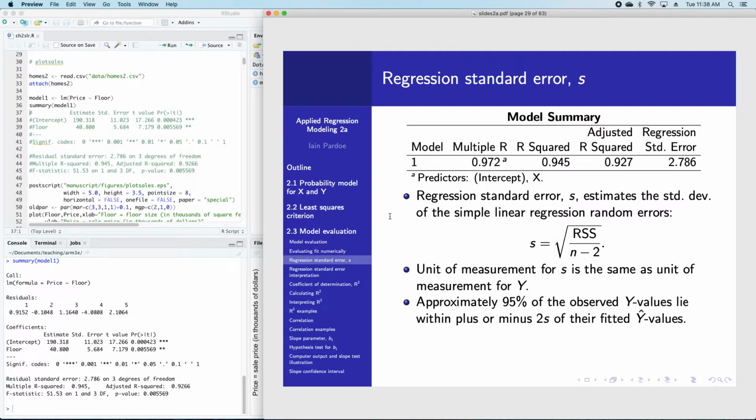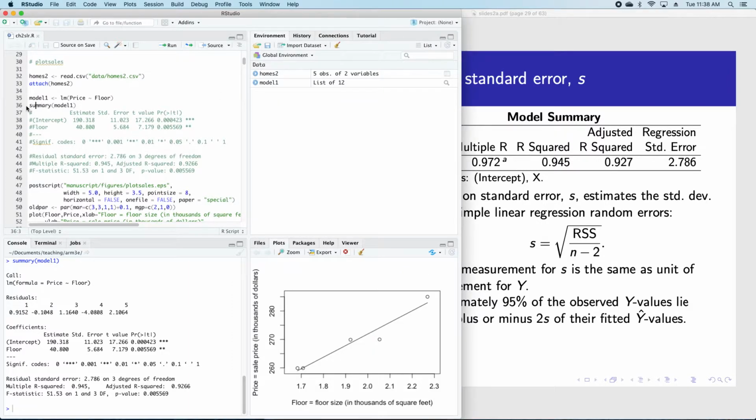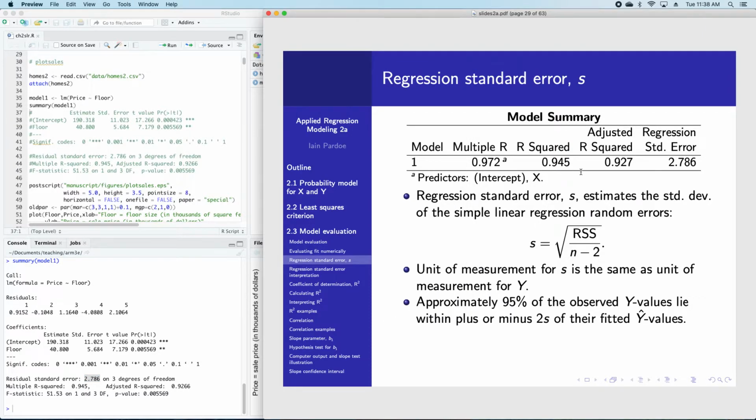So if we go back to the model summary, remember we found this using R, using the summary function, and then the regression standard error S is given in this part of the output here, 2.786. I've formatted it slightly differently in this output up here, but it's right here, 2.786. And computer software calculates that for us using this formula down here.